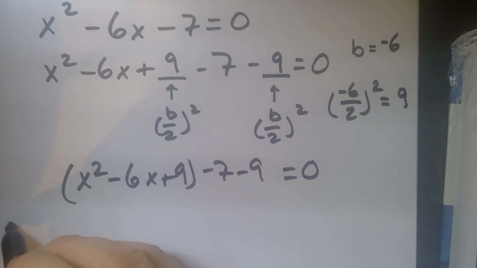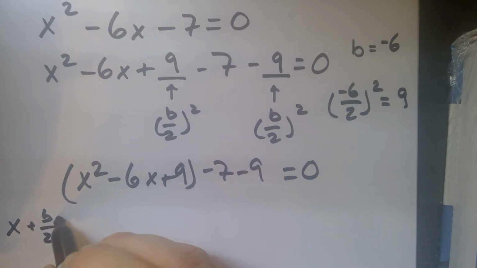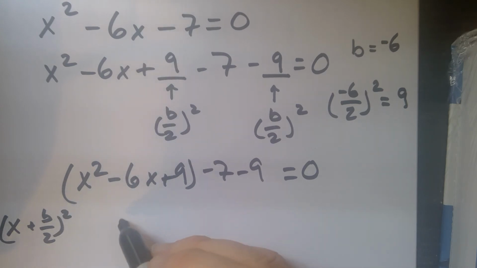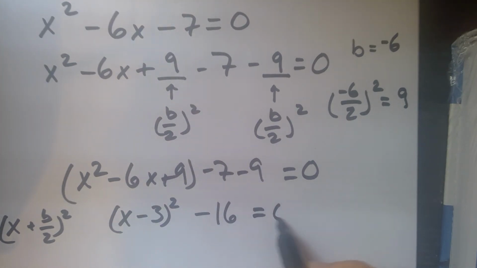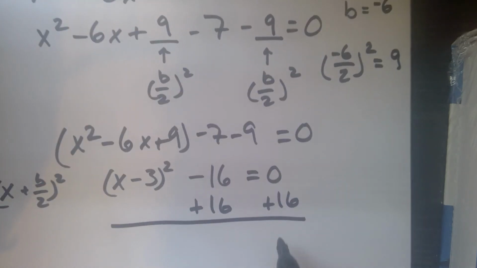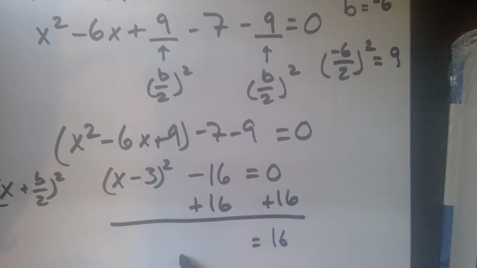Okay, now we write this as x plus b over 2 squared. So it's x minus 3 squared. And then we combine these two, minus 16 equals 0. Let's get the x part by itself by adding 16 on both sides. So we have 16 equals x minus 3 squared.